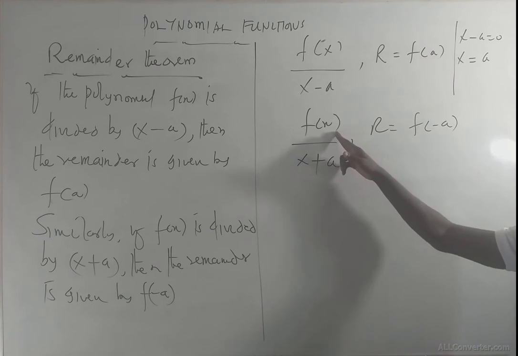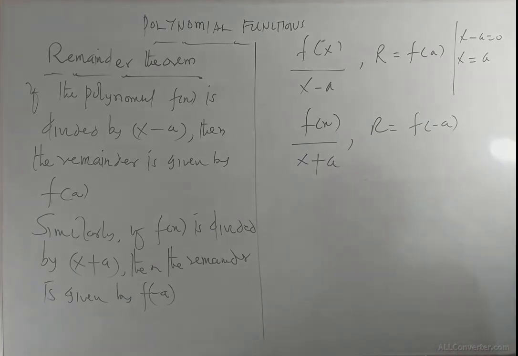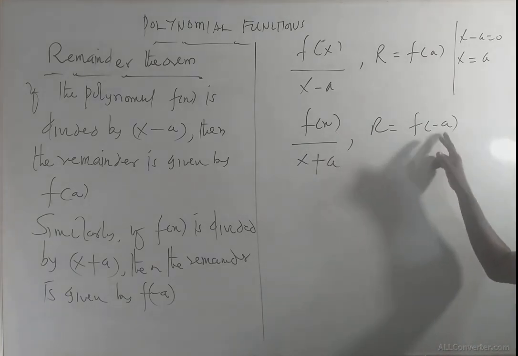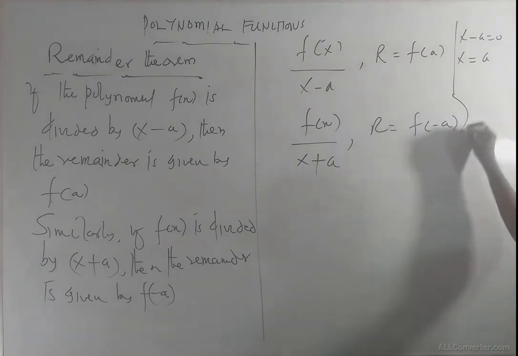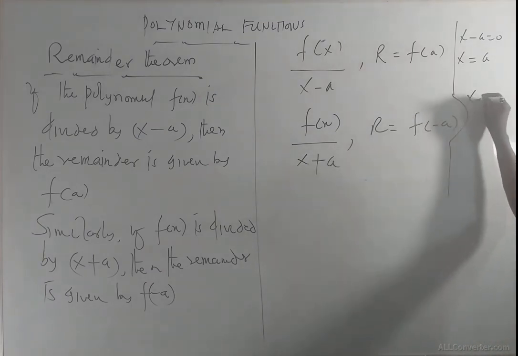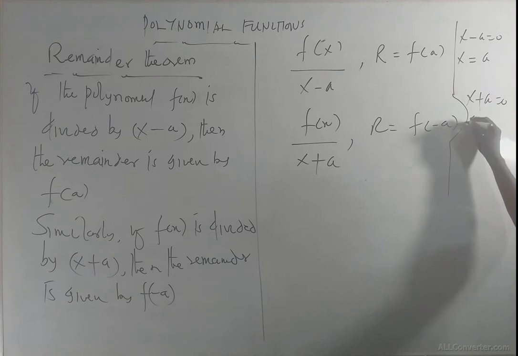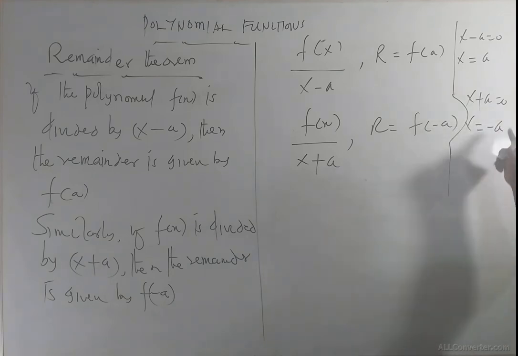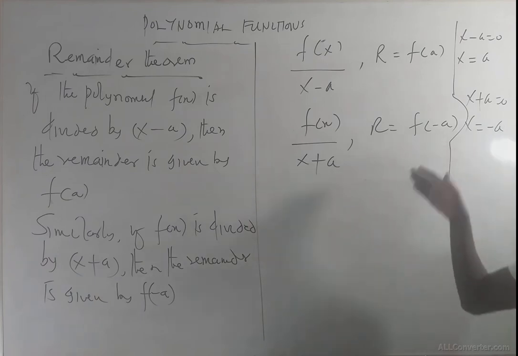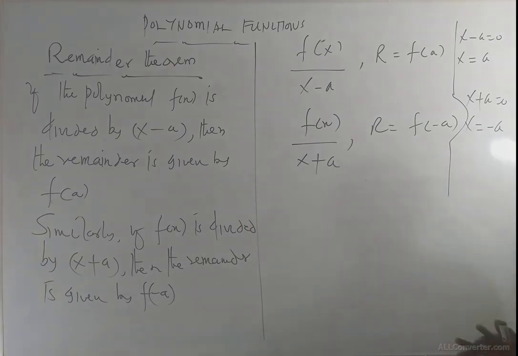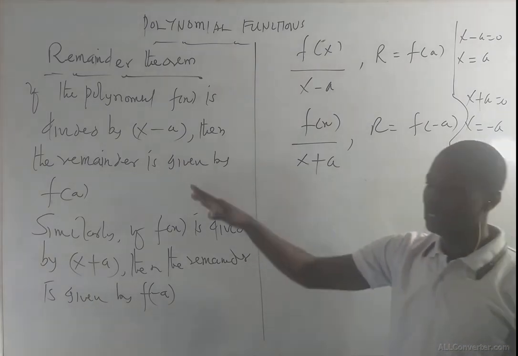But when we have f of x divided by x plus a, then the remainder will be f of minus a. That means that when you also equate x plus a to 0 and you make x the subject, you are getting minus a. Then when you take minus a, wherever you see x in the polynomial function, whatever you are getting is what you call the remainder. That is what is really happening here, and I'm going to explain.